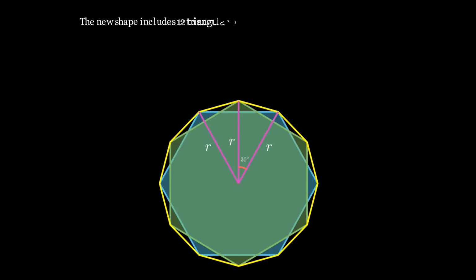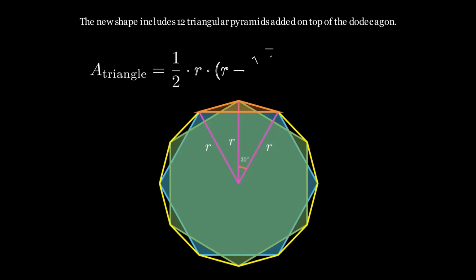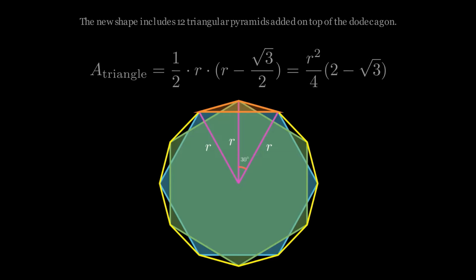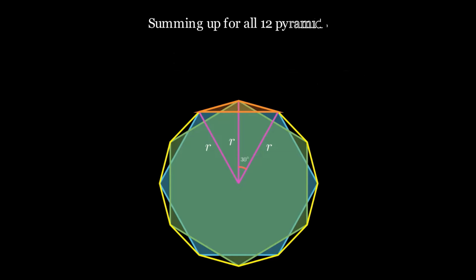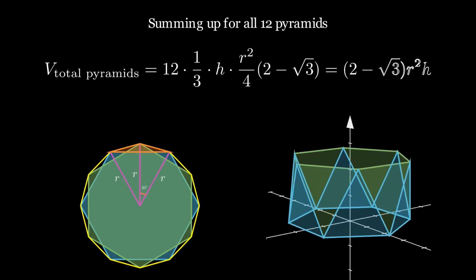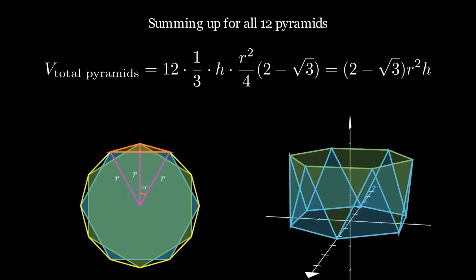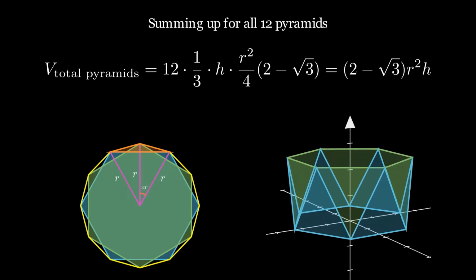Next, we account for the 12 triangular pyramids that are formed by connecting the two bases of the antiprism. The height of each triangular face is given by the side length minus the altitude of an equilateral triangle, which simplifies to 2 minus the square root of 3, multiplied by the side length divided by 2. The volume of one triangular pyramid is 1/3 times its base area times its height.